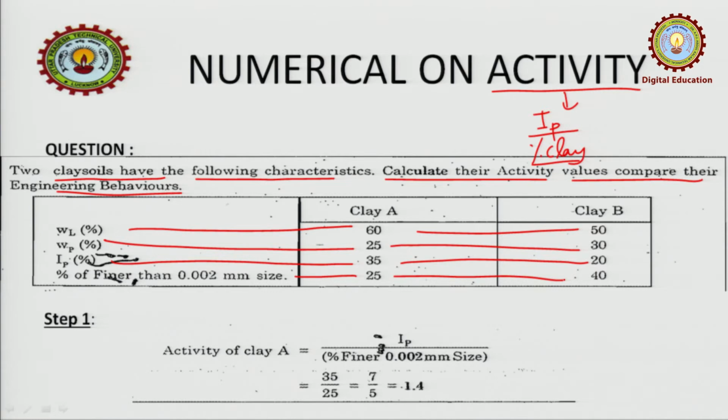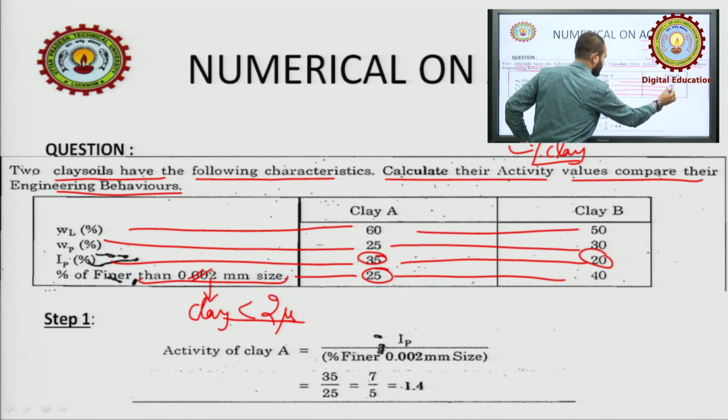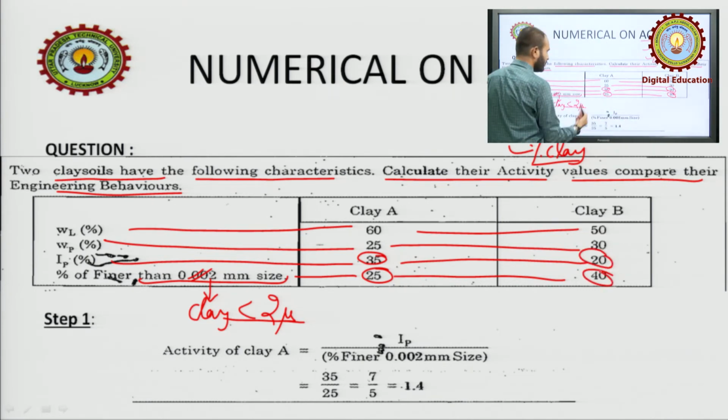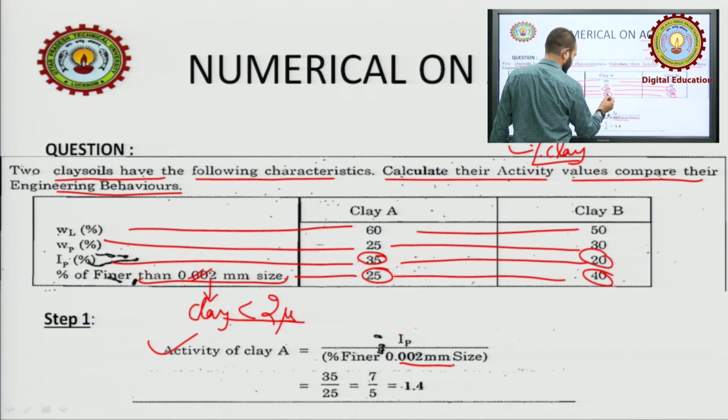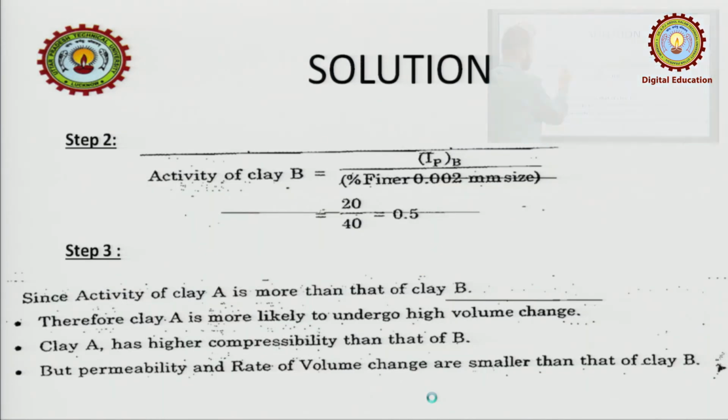What does this mean? This part corresponds to clay, because clay is always less than 2 micron. So IP is given to us and the clay fraction is given to us. We can directly apply the formula. Activity of soil A will be IP upon clay fraction, so 35 upon 25, which is 1.4. Again for clay B, IP upon clay fraction, 20 upon 40, will give you 0.5.